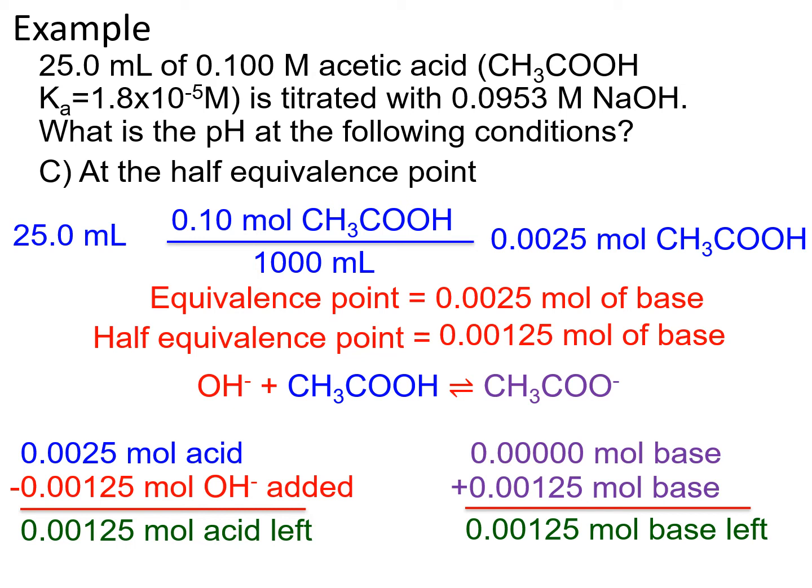And now you can hopefully see why, as I told you, our general rule is that at the half equivalence point, my pH is going to be equal to the pKa. So you won't need to do these calculations, but you're going to be able to see why that relationship works.